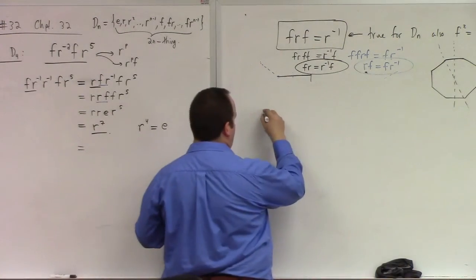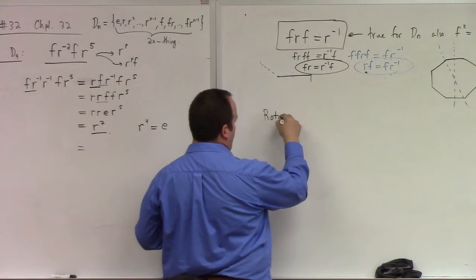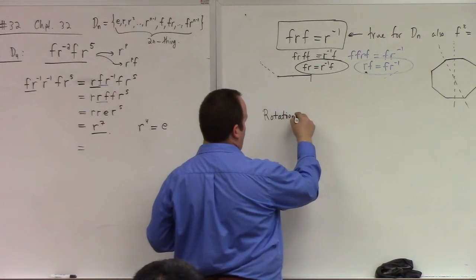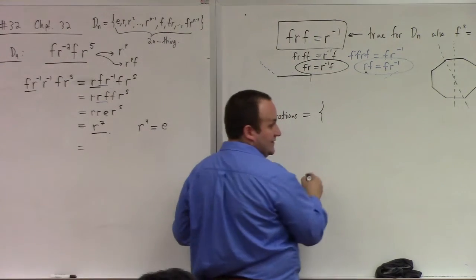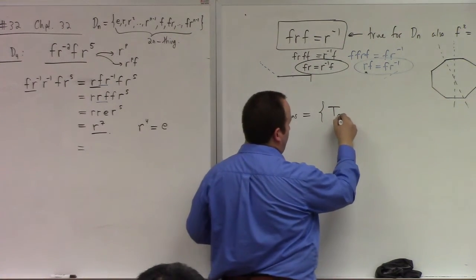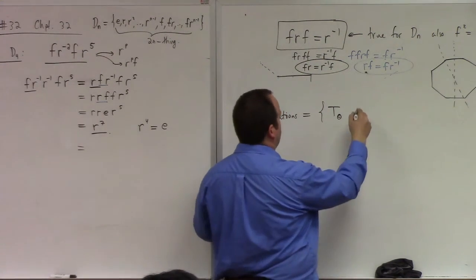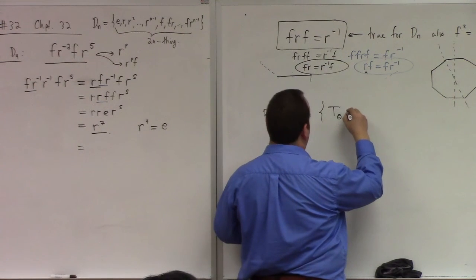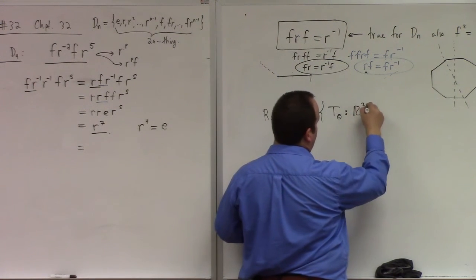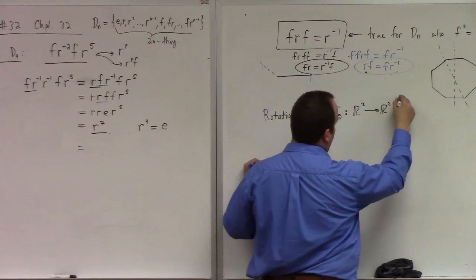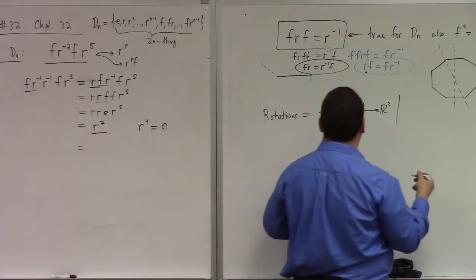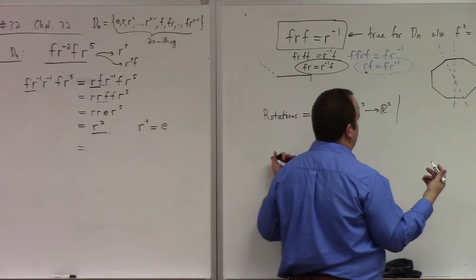You know, you have the rotation group, right? Rotation. So you could look at it like this, T of theta, such that what? T of theta functions from R2 to R2, such that what? How can I characterize rotations?